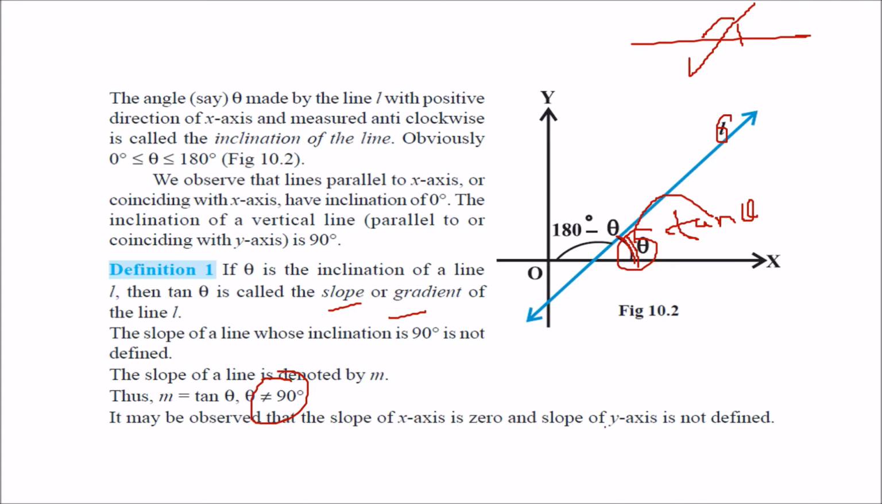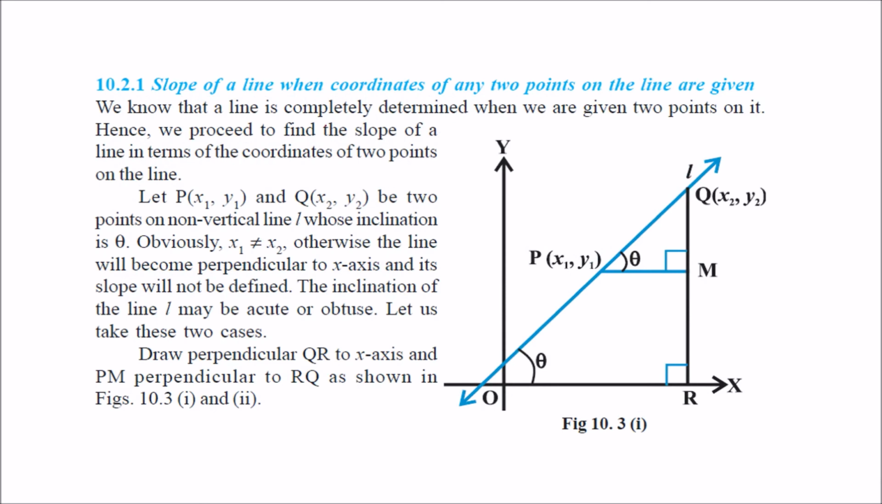So that is not going to be defined. So if this line is like this, then your tan theta or slope is not going to be defined, right? Then the slope of a line when coordinates of 2 points are given on the line. So if you have this line, say L, you have 2 points x1, y1, x2, y2. So what we are going to do is find out the slope of this line, or rather the slope or theta or tan theta.